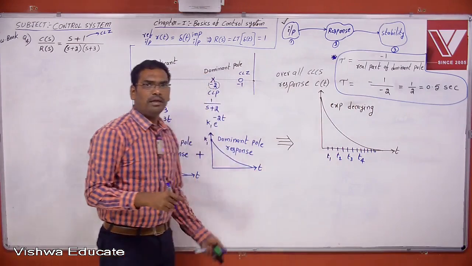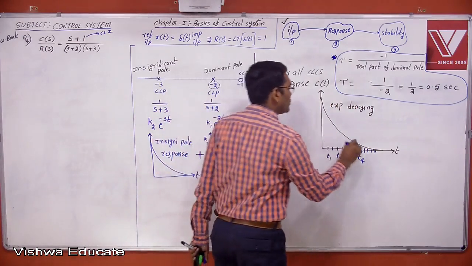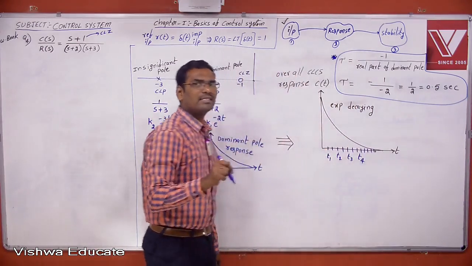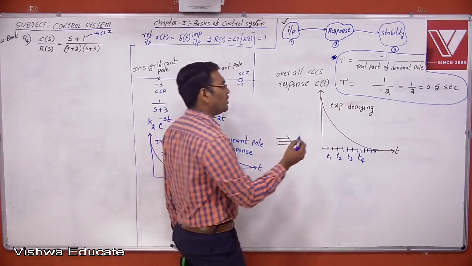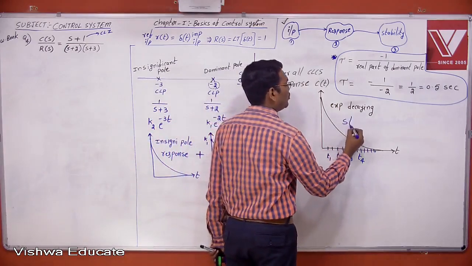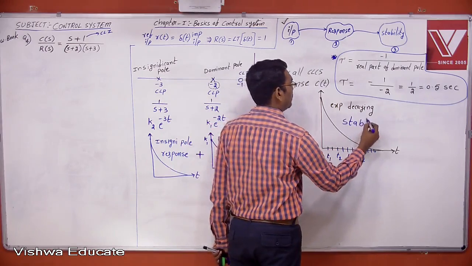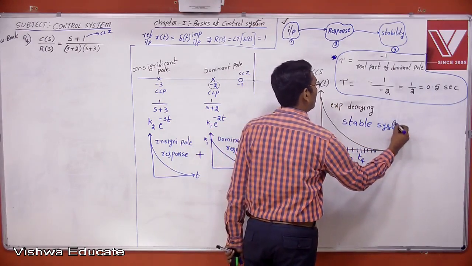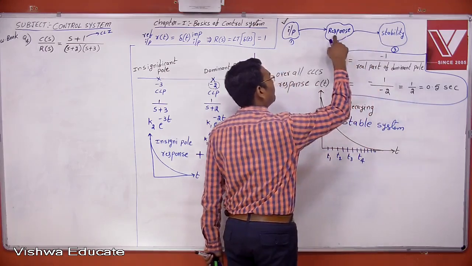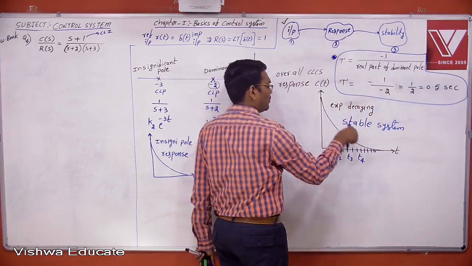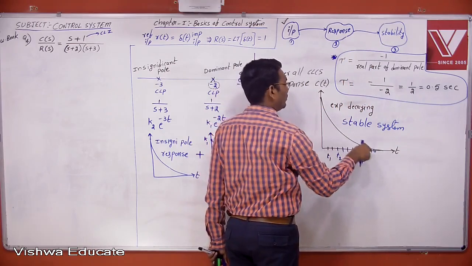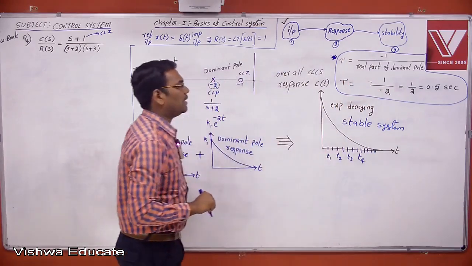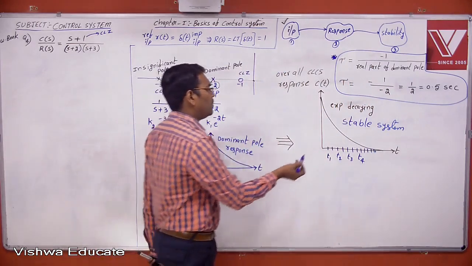If the response follows the input, then that system is said to be stable. This is a stable system. How did you decide the system stability? From the response: because the response follows the input, the system is stable. Yes, this is a stable system.